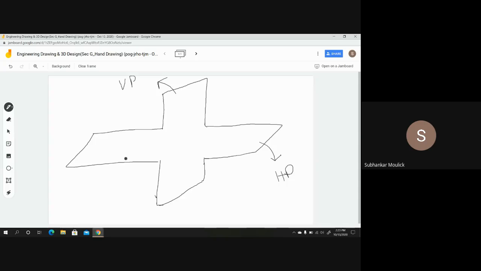So let us assume that my object is a cone, and this object is placed in the first quadrant. That means I want to see what the top view, front view, and side view of this object is in the first angle projection method, or when this cone is placed above HP in front of VP. This is the problem. Is the problem clear to you?